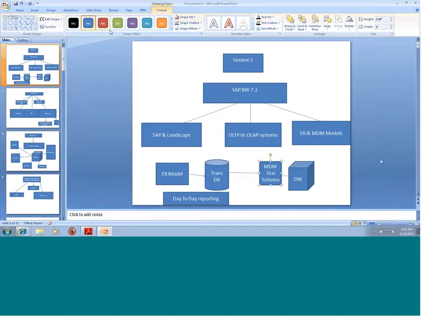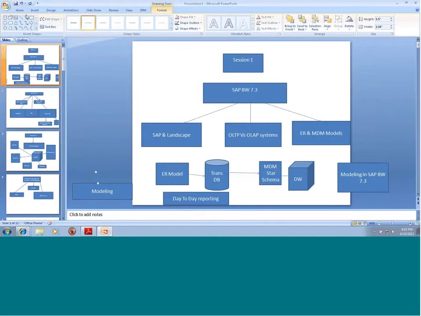So when we talk about modeling in SAP BW, all we are talking about is how to use the MDM structure. So that will be a leeway for us to get started with modeling. Our course structure, if you remember, is that we are first going to talk about modeling. Modeling will lead us to ETL processing, and then that will eventually lead us to reporting.